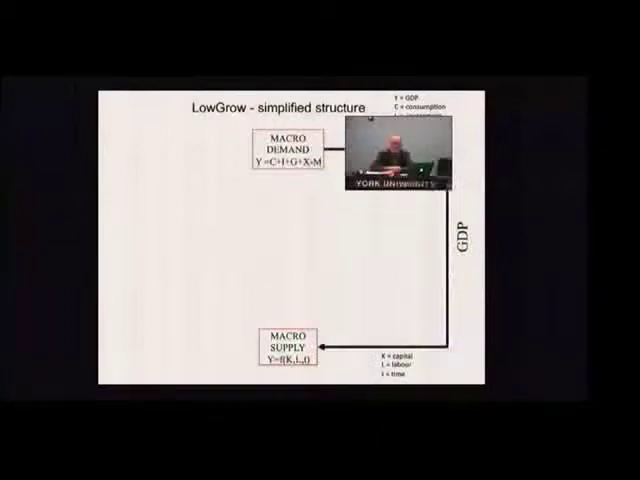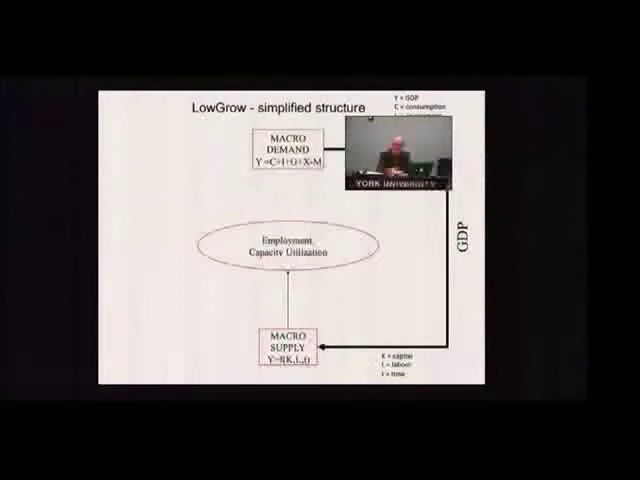So the way the model works is that it makes a projection of how much money is going to be spent, looks at the capacity of the economy to produce it, and then estimates what the employment level will be and the utilization of productive capacity in order to meet that macro demand, given what we know about macro supply.